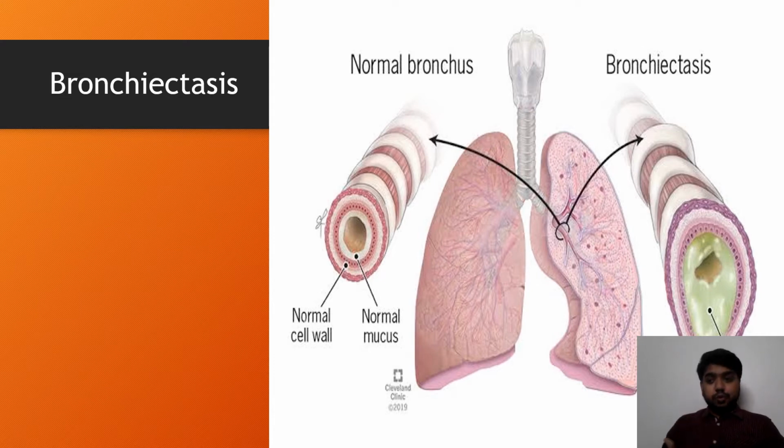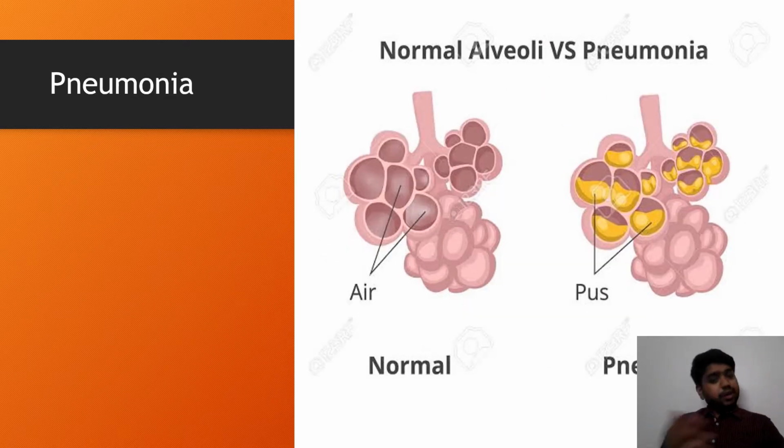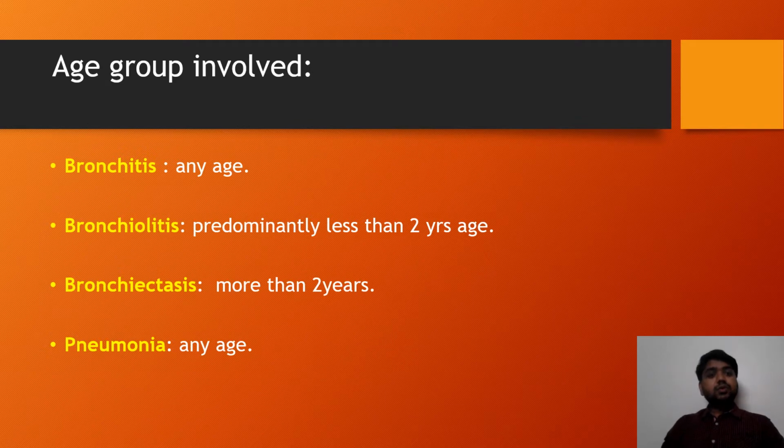Coming to bronchiectasis, compared with the normal bronchus, you can see the airway permanently gets damaged. It goes into dilatation and fills up with copious secretions. Then pneumonia, as we discussed already, is where the terminal part of the alveolar respiratory tract gets filled up with pus.